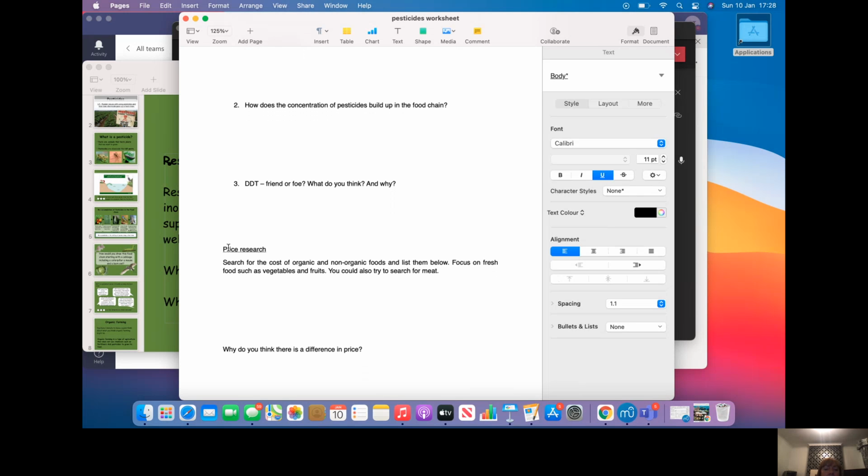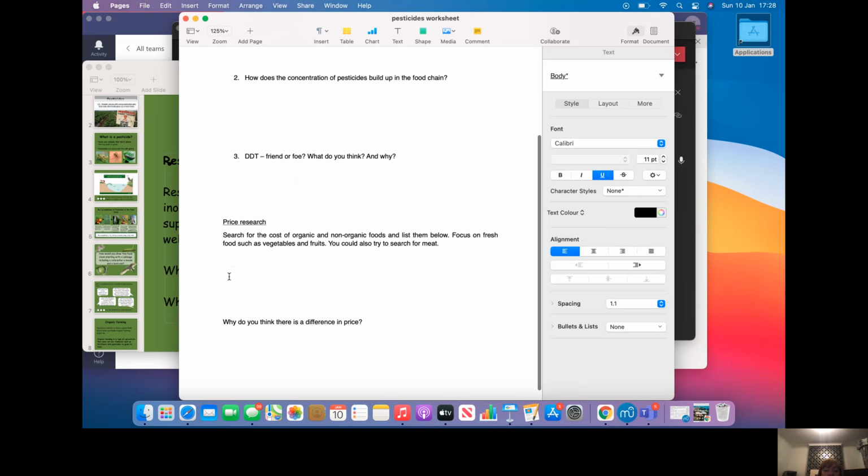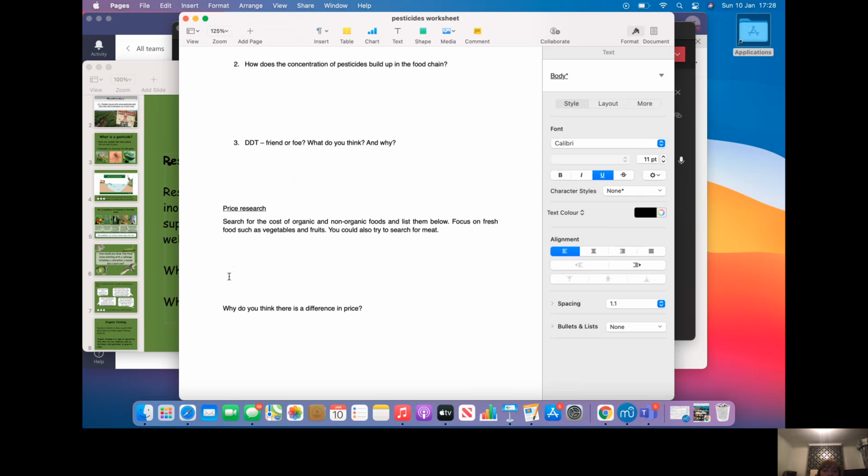And then finally, price research. Search for the cost of organic and non-organic foods and list them. Focus on fresh food, such as vegetables and fruits. You could also try to search for meat, though that's a bit trickier to do. And why do you think there's a difference in price?